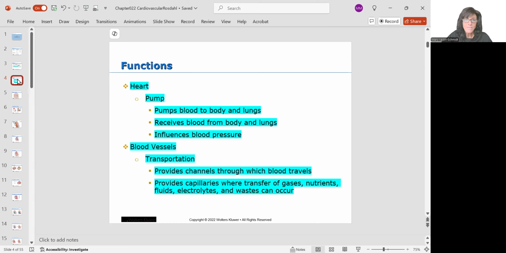Okay, let's go. So what does the heart do? The heart's a pump. So it pumps blood to the body and the lungs, and it receives blood from the body and the lungs, arteries, veins. It influences blood pressure. And your blood vessels are there basically for transportation. They're channels where the blood flows through, and they also all lead to smaller arterioles and venules, which are tiny veins and arteries in capillary beds. And that's where gas exchange takes place, wastes, nutrients, all kinds of stuff.